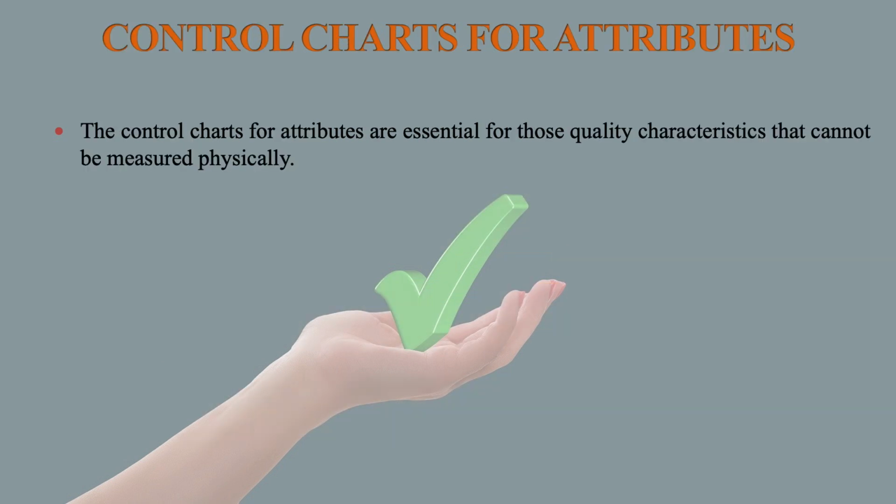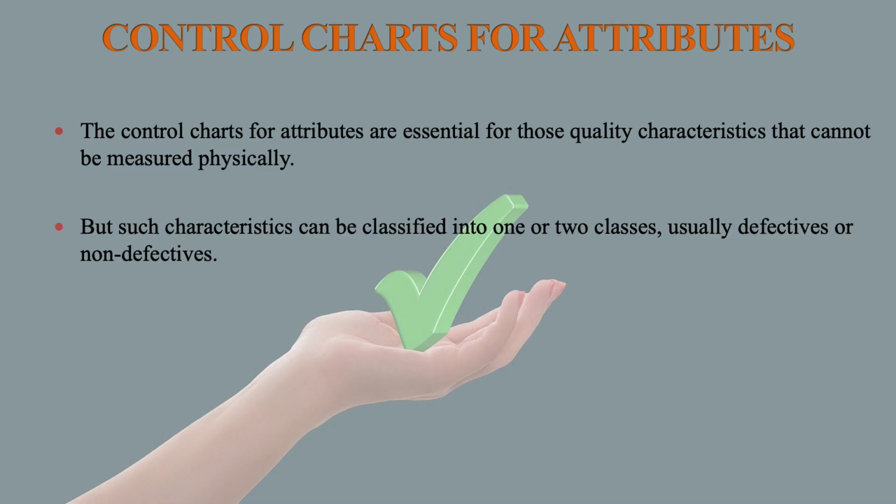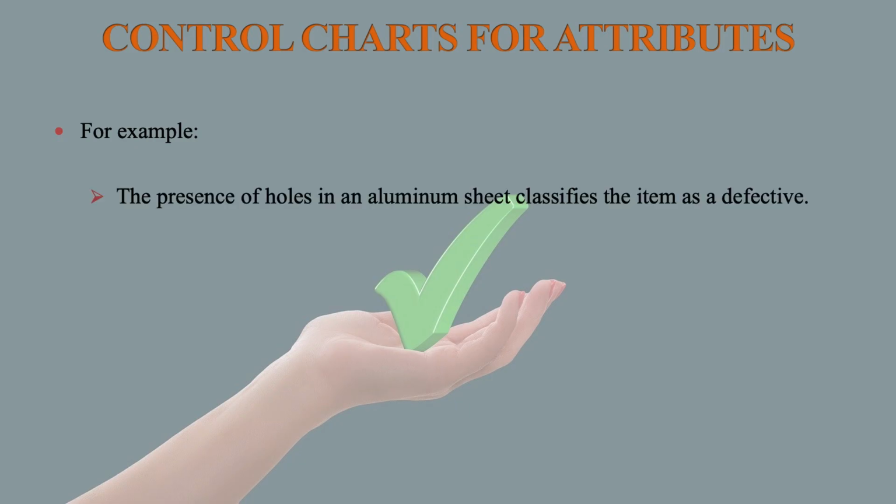The control charts for attributes are essential for those quality characteristics that cannot be measured physically, but such characteristics can be classified into one or two classes, usually defectives or non-defectives. For example, the presence of a hole in an aluminum sheet classifies the item as a defective.